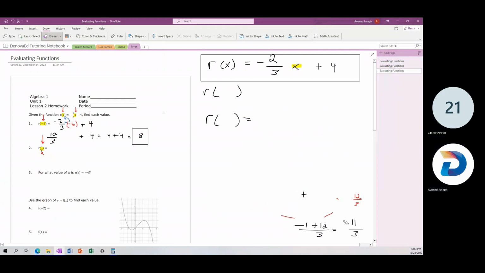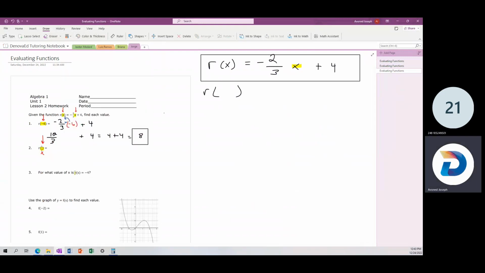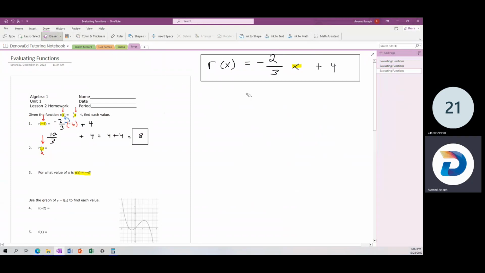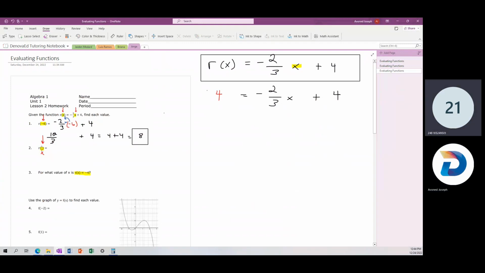All right, so now we have Rx is equal to -4. So it's saying that instead of x being equal to 4, the whole entire equation is going to be equal to 4. So we could just make this 4. That whole thing is equal to 4. So we can say 4 is equal to -2 over 3 x plus 4.